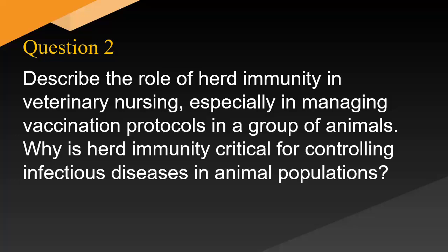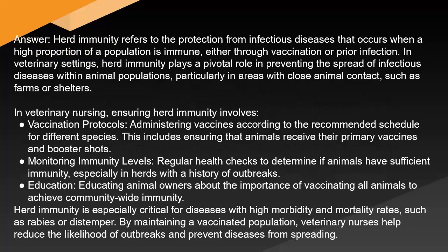Describe the role of herd immunity in veterinary nursing, especially in managing vaccination protocols in a group of animals. Why is herd immunity critical for controlling infectious diseases in animal populations? Answer: herd immunity refers to the protection from infectious diseases that occurs when a high proportion of a population is immune, either through vaccination or prior infection.